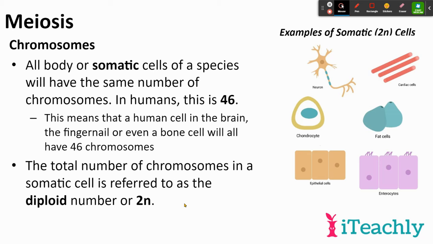Okay, so the total number of chromosomes in a somatic cell is referred to as diploid, which means it has 2 copies of each chromosome. So we have 23 pairs. So 2 times 23 is, we have 23 different chromosomes and we have a pair of each. So 2 times 23 is 46.